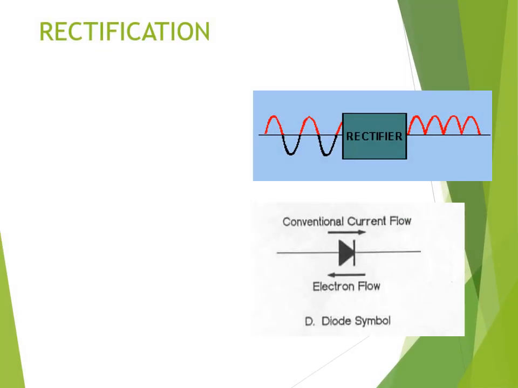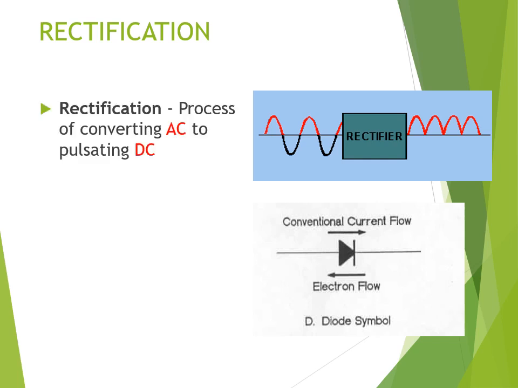Rectification is our final topic for this section, and that is the process of converting alternating current to pulsating direct current. So before the rectifier, we have the positive and negative pulses. But after the rectifier, we only have positive. So that's the concept of rectification, converting alternating current to pulsating direct current.